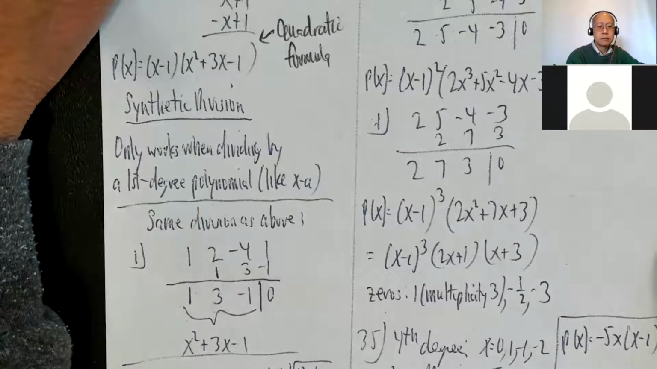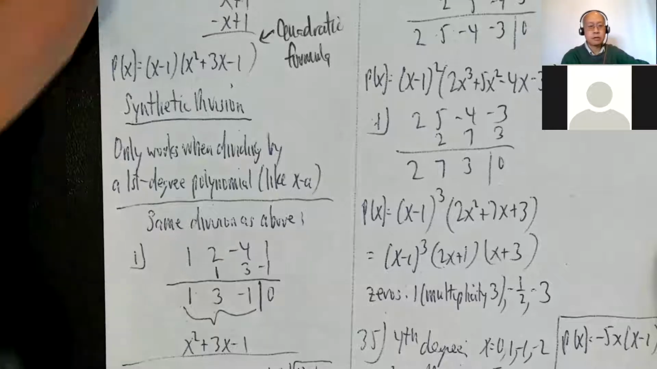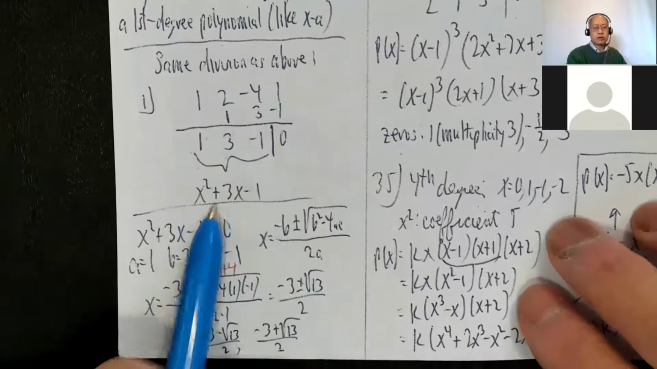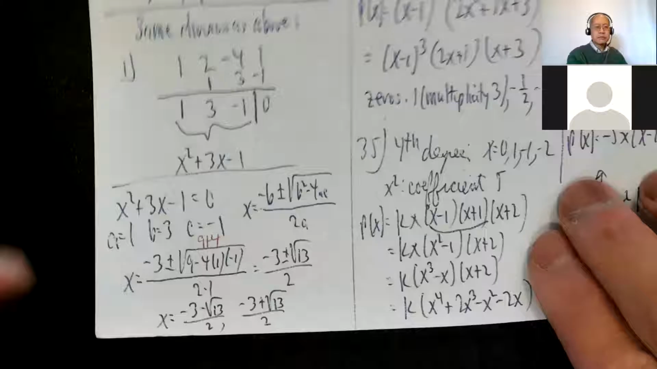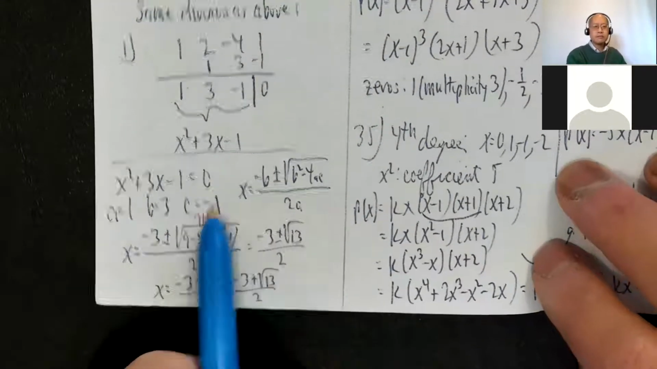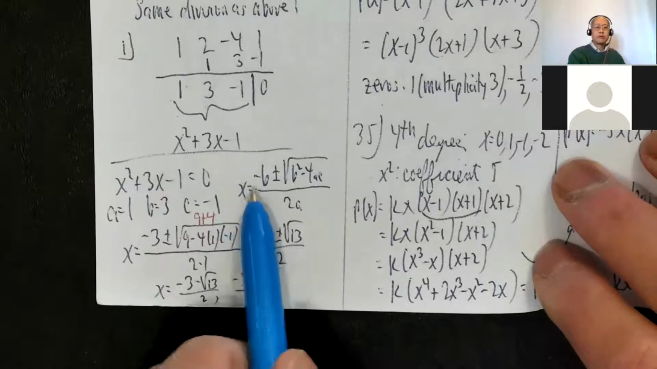Very nice, as you can see. And we'll do more examples of this, of course. And what do you do after that? Quadratic formula. Not factorable. So A is 1, B is 3, C is negative 1. So quadratic formula to the rescue.